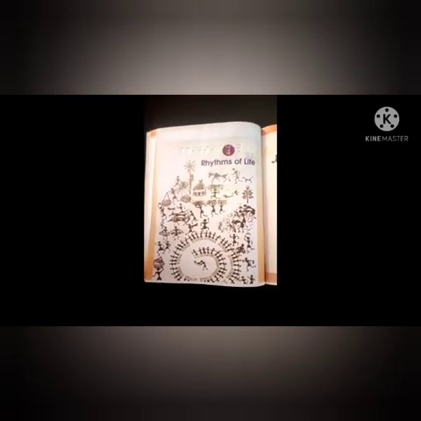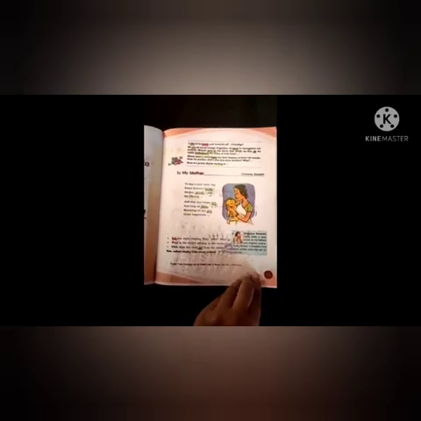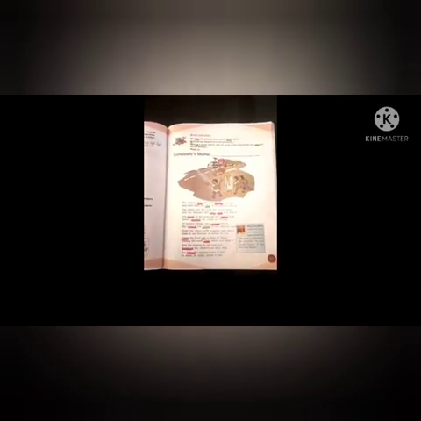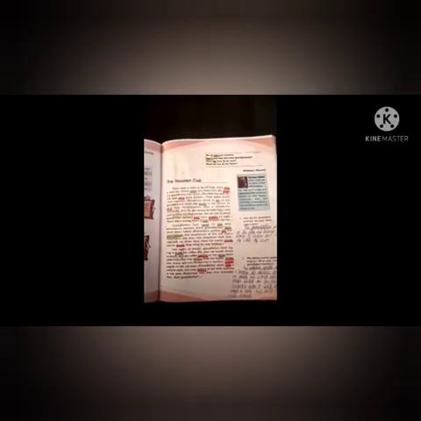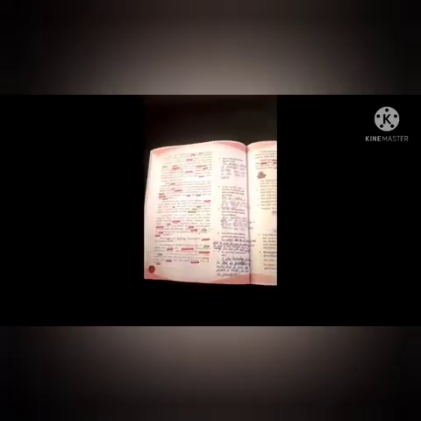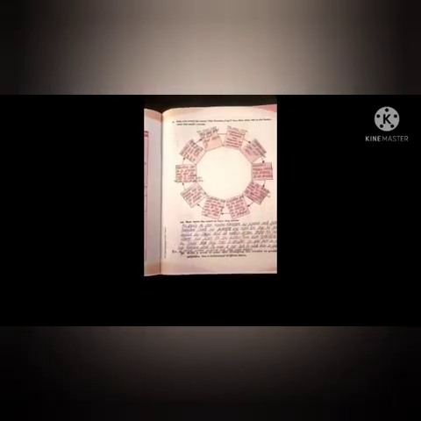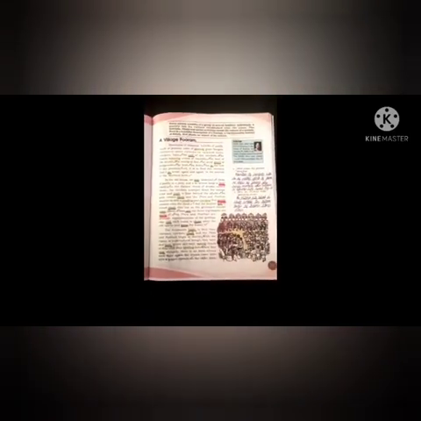This is my textbook, unit 4, Rhythm of Life. This is a poem about mother written by Christina Rossetti. This is also a poem about mother, somebody's mother. This is a story, The Wooden Cup. Here I have marked past tense, present tense and continuous tense. A village Puram. This is all about my textbook.